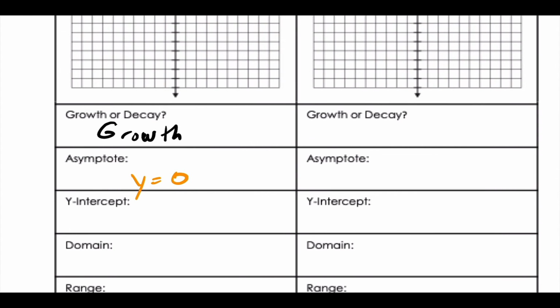Y-intercept, where does it cross the y-axis? At 0, 1. Remember, the y-intercept always has 0 for x. That's why it's a y-intercept. Okay, domain. We've talked about domain, but we haven't talked about it in a while. Domain are the sides, edge to edge, left to right.